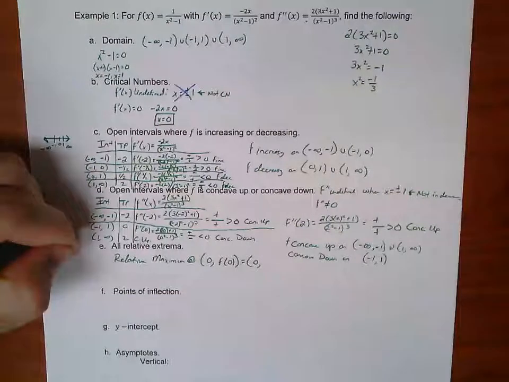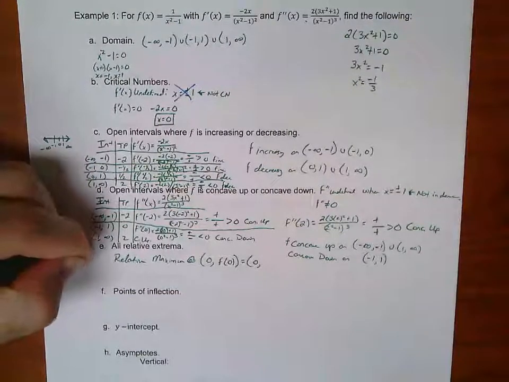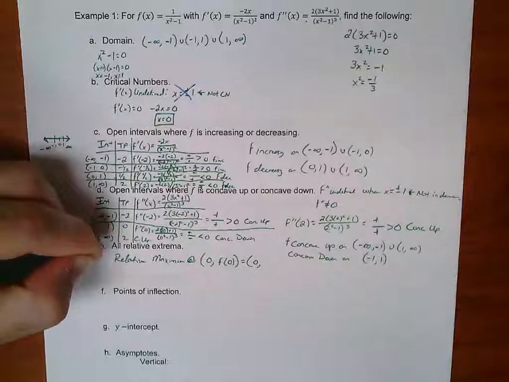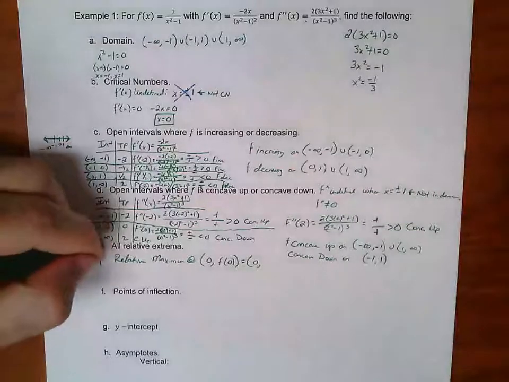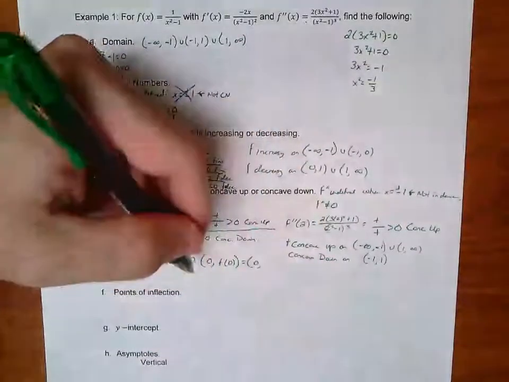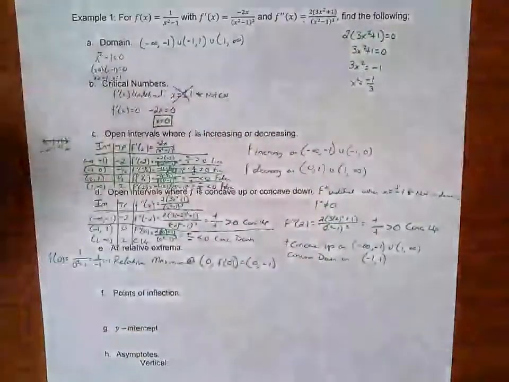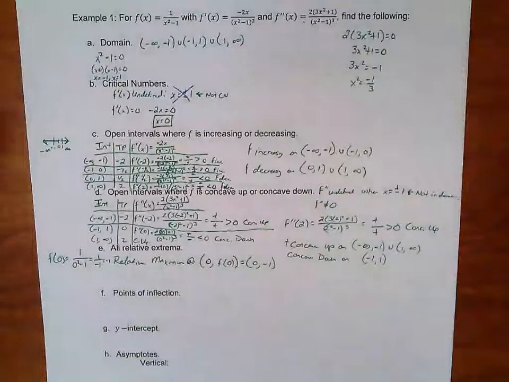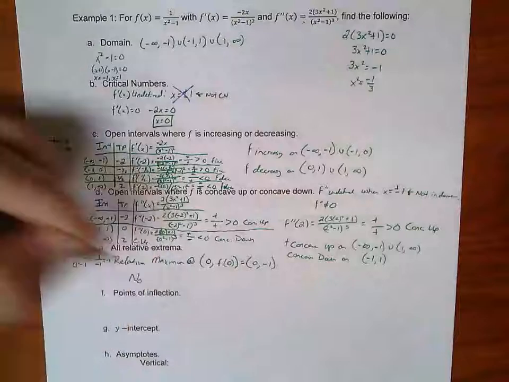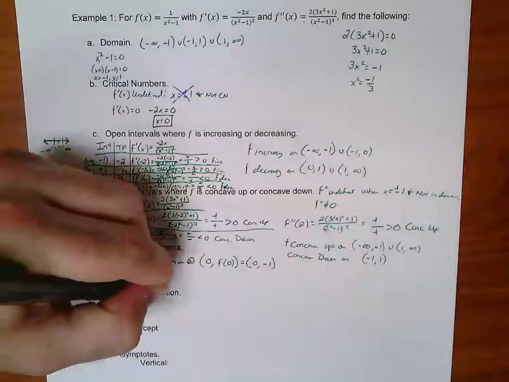So f of 0 is just 1 over 0 squared minus 1, which is 1 over negative 1 or negative 1. So we have a relative max at (0, negative 1). We have no relative minimum because we have no other critical values, right?